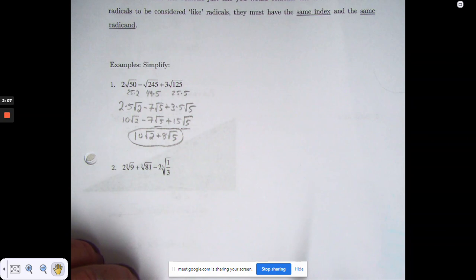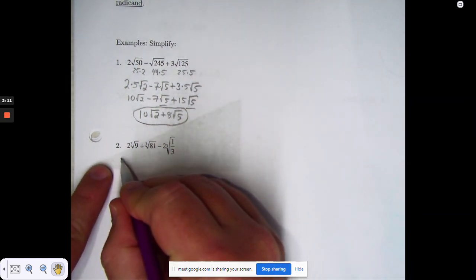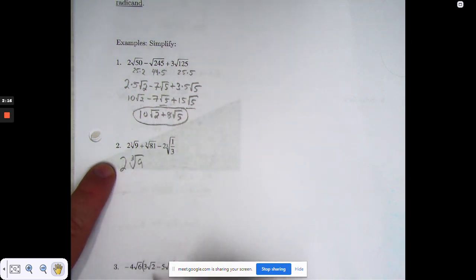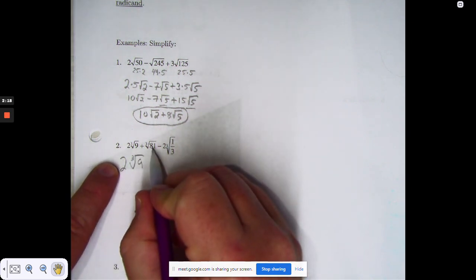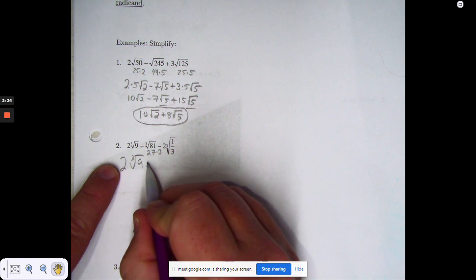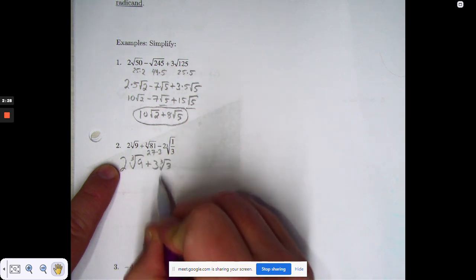Okay, when we look at problem number 2, 2 times the cube root of 9, there's really nothing we can do with that right now, so we're just going to leave it and we're going to see what else we can simplify down. So 81 is the same as 27 times 3, and the cube root of 27 is 3, and then we're just left with the cube root of 3.